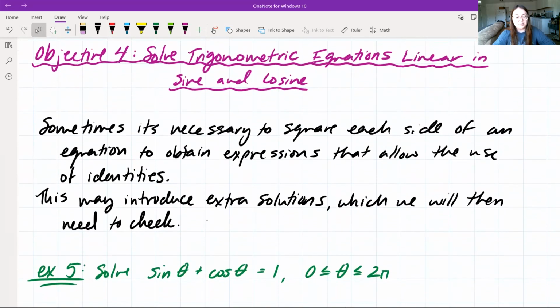So moving on, objective 4, we want to solve our trigonometric equations, linear in sine and cosine. So sometimes it's necessary to square each side of an equation to obtain expressions that allow the use of identities. This may introduce extra solutions, which we will then need to check. So sometimes we may end up with extra solutions, but we have to check to make sure that they are actually contained in the solution set, not just extra baggage from squaring each side.